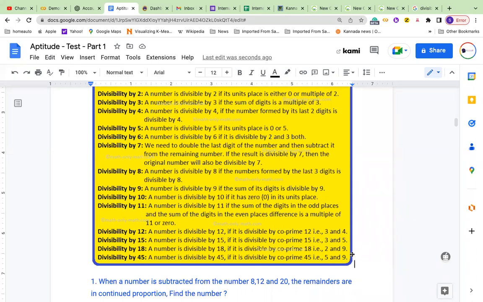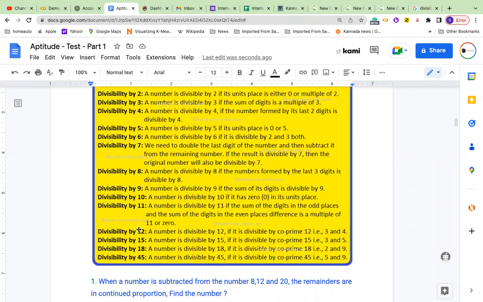Any question here? You understood these things, no? So how to divide by 11, 12, 15, 18 and 45. 12, 3 and 4: you try if it is divisible by 3, and if it is divisible by 4, then it is divisible by 12. 15, 3 and 5. 18. There is no other rule for 16. 16 is another thing; I don't have a rule for 16.